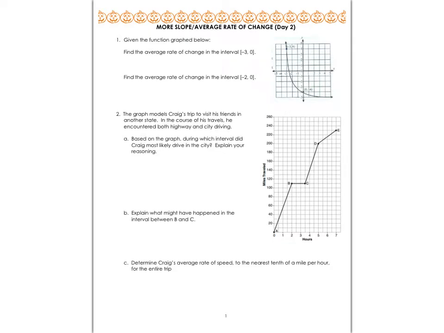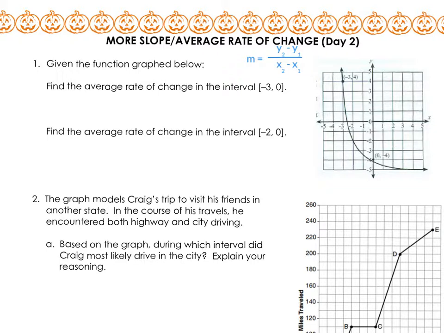Okay, welcome to video 4.2. We're going to talk about more slope or average rate of change. So just remember that the formula to find the slope is m equals y2 minus y1 over x2 minus x1, or the change in y over the change in x.